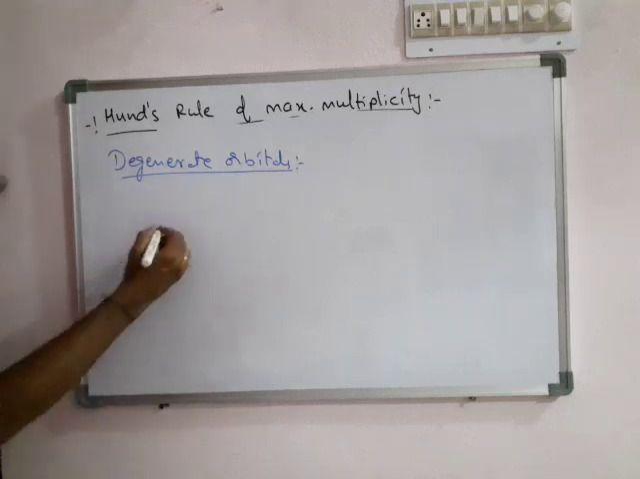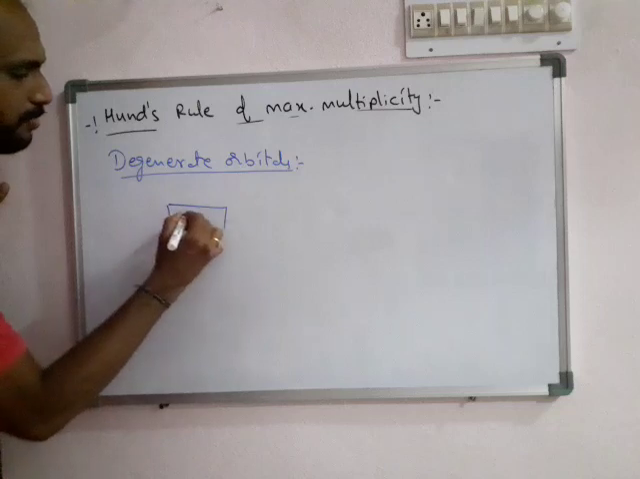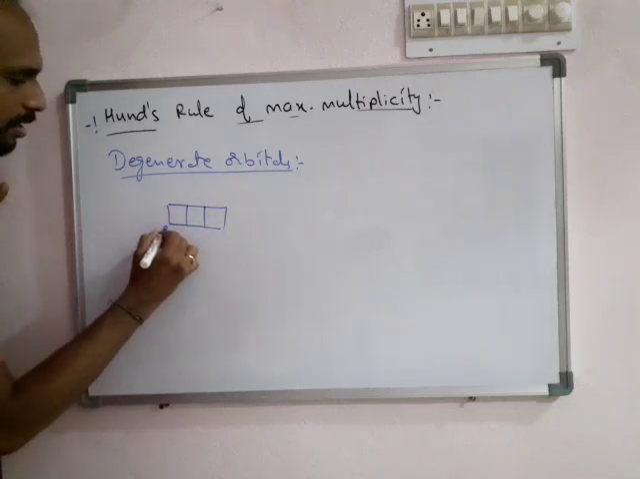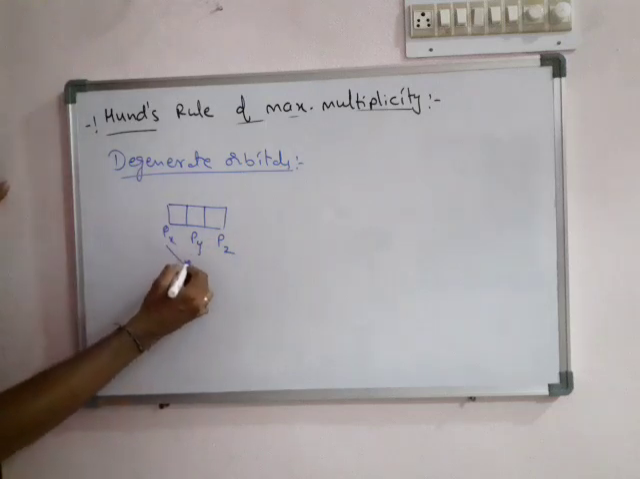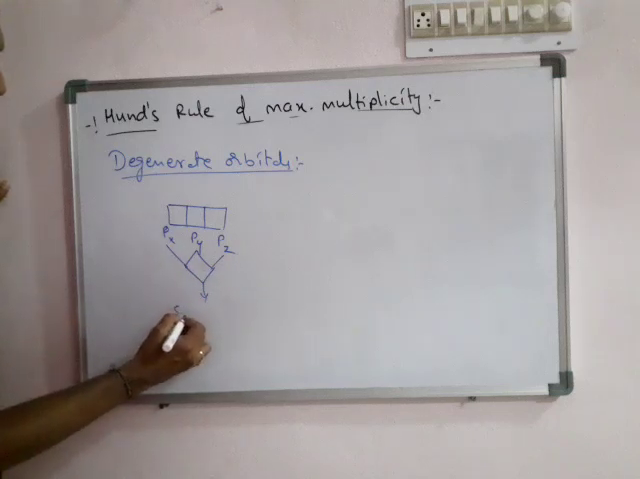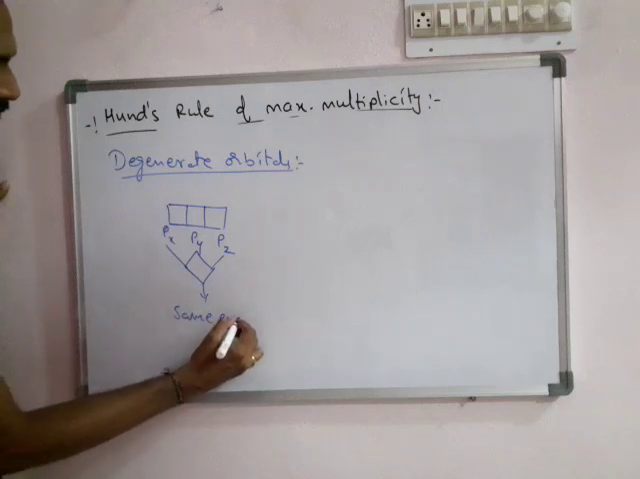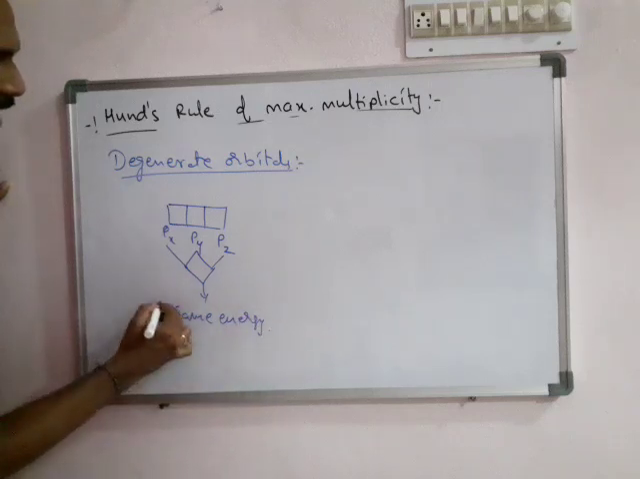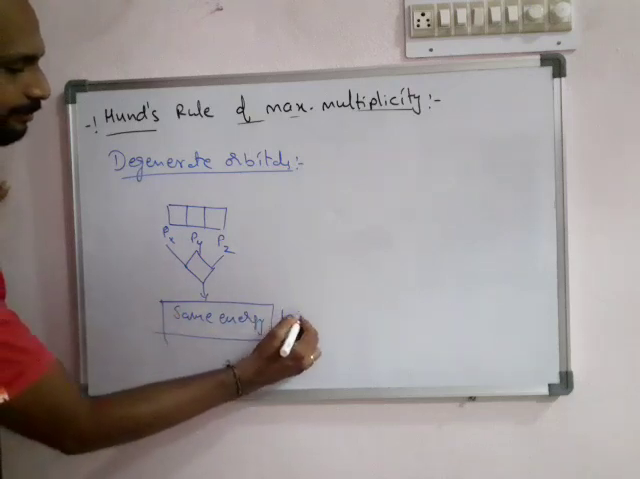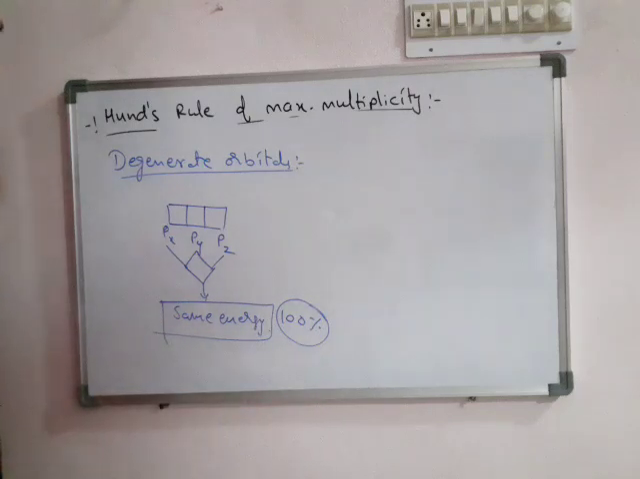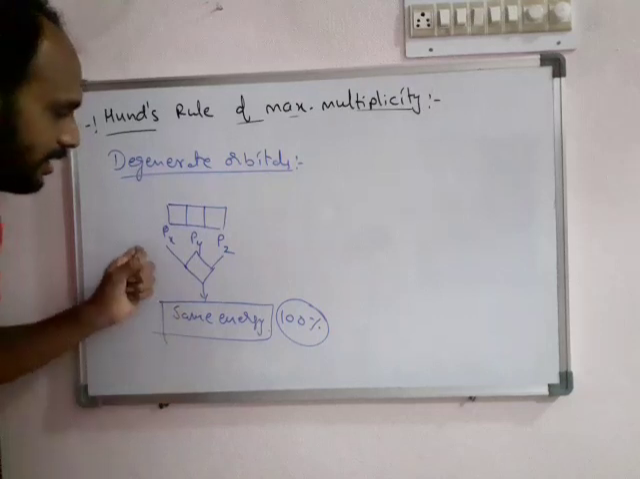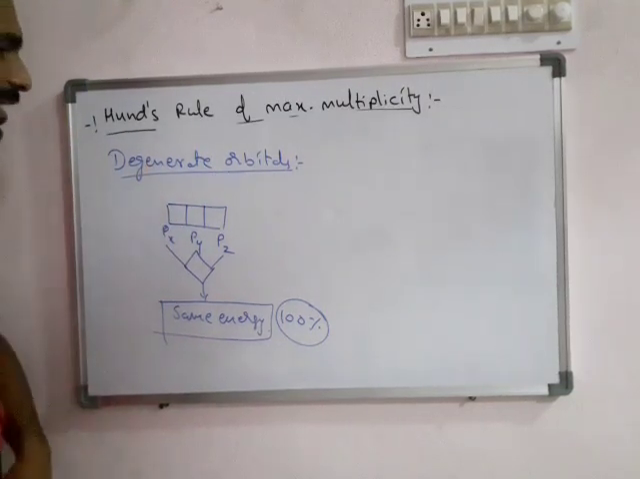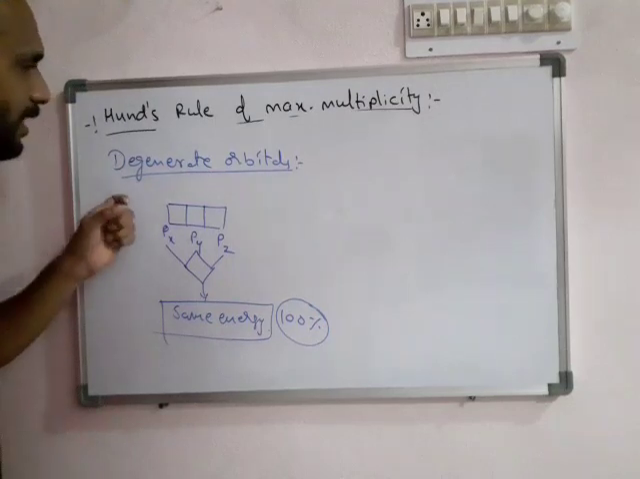So p తీసుకున్నామనుకోండి, there are 3 boxes: px, py, pz. All 3 have the same dumbbell shape. They have the same energy, 100% same energy. They are just different in directions. In energy they are 100% equal. This type of orbitals are known as degenerate orbitals. Okay, means what are degenerate orbitals?